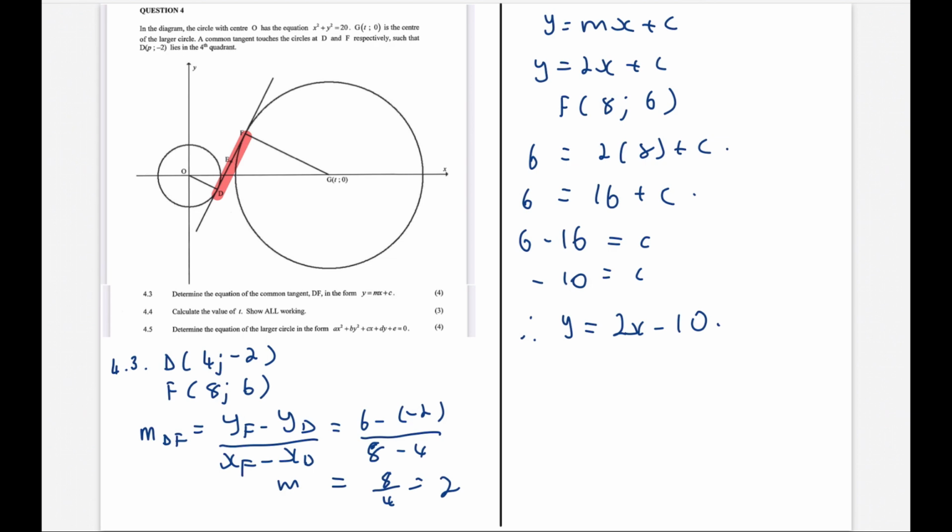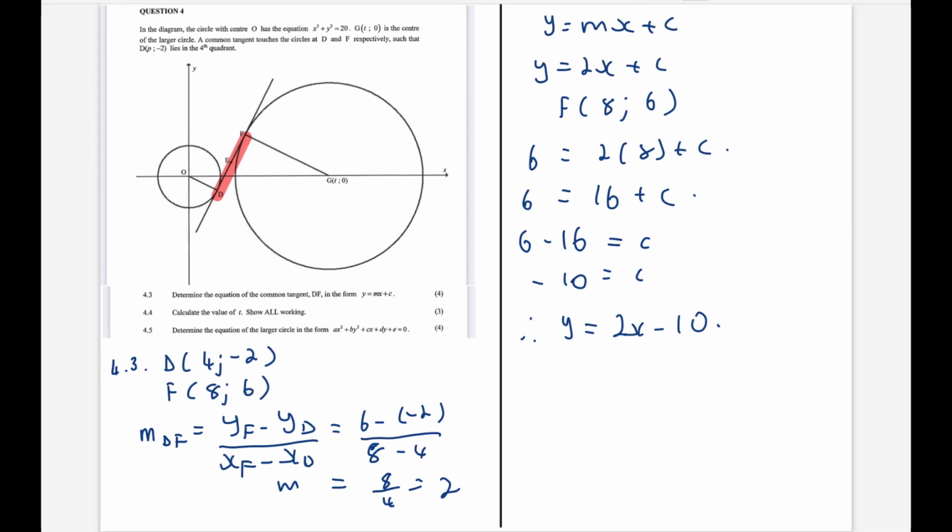Great. Let's look at 4.4. Now, in 4.4, we're being asked to determine the value of t. So t is the x value of the center of this circle. Now, in a previous video, we talked about tangents to a circle. And one of the most important things we talked about is that a radius and a tangent are always perpendicular to each other, at least at the point of contact. If you have a radius, such as this one, and a tangent, and they meet at the point of contact, that means that that radius is perpendicular to that tangent.